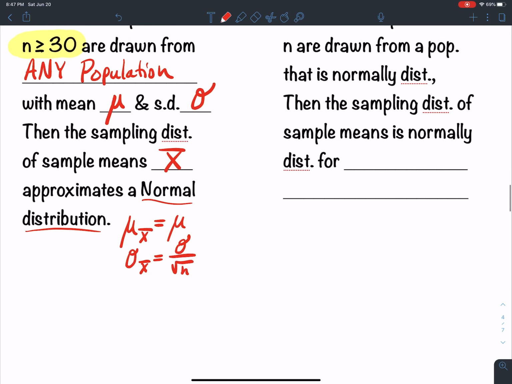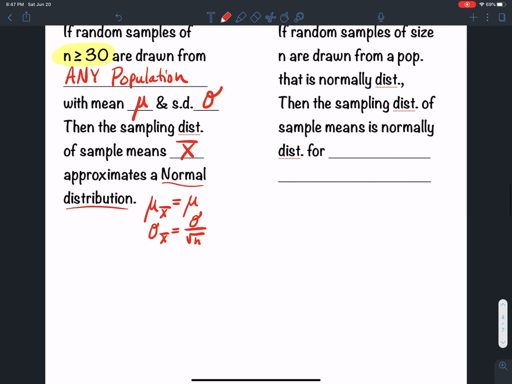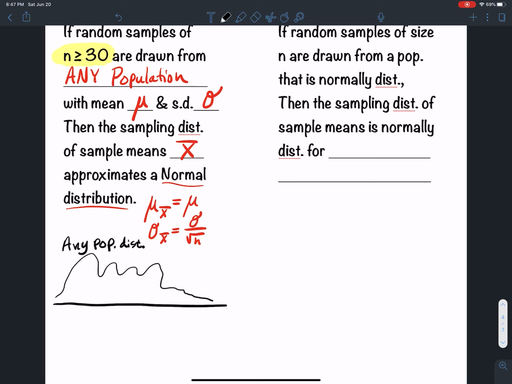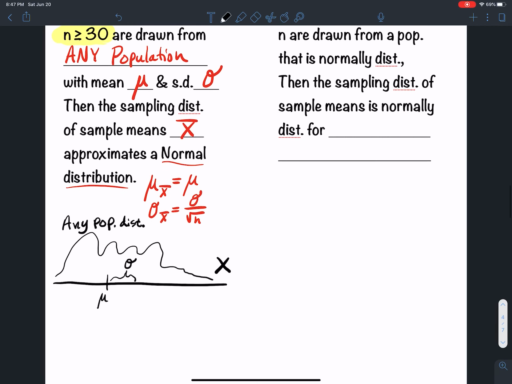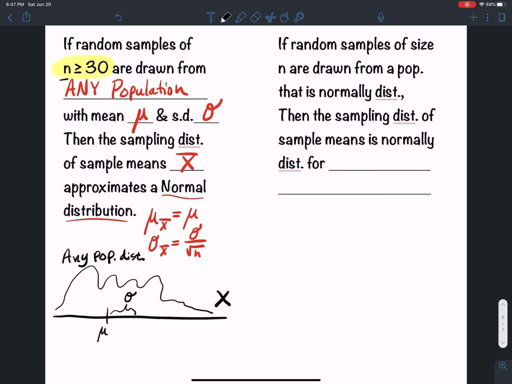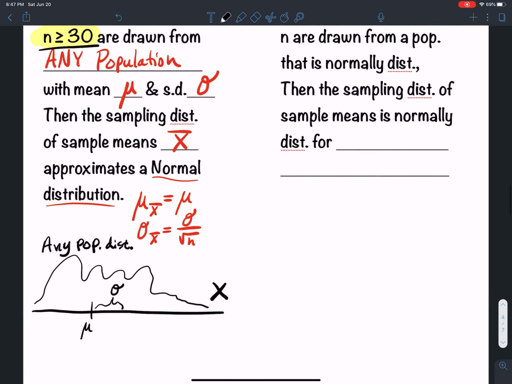Okay? So to show you in a picture what this means, say I take a distribution, so this could be any distribution, any population distribution, no characteristics on it whatsoever. So these are coming from x values, right? And it has some mean mu and a standard deviation of sigma, okay? From that population, if my random samples are drawn n greater than or equal to 30, what does that tell me?